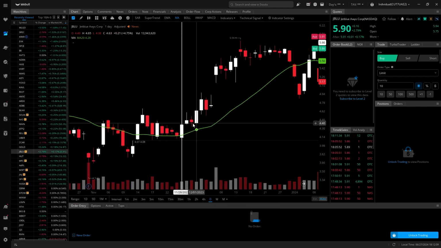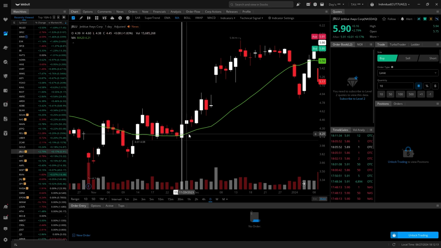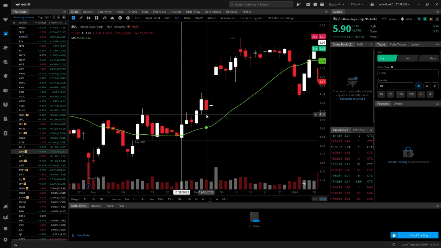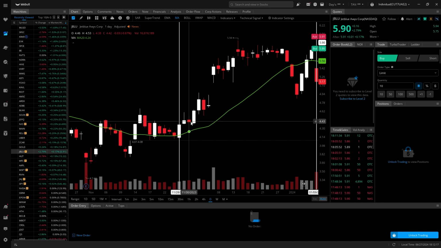So this one is good, right? This fits our criteria. It's a red candle. The MA has a positive slope. We're above that. And we have a color change right here.